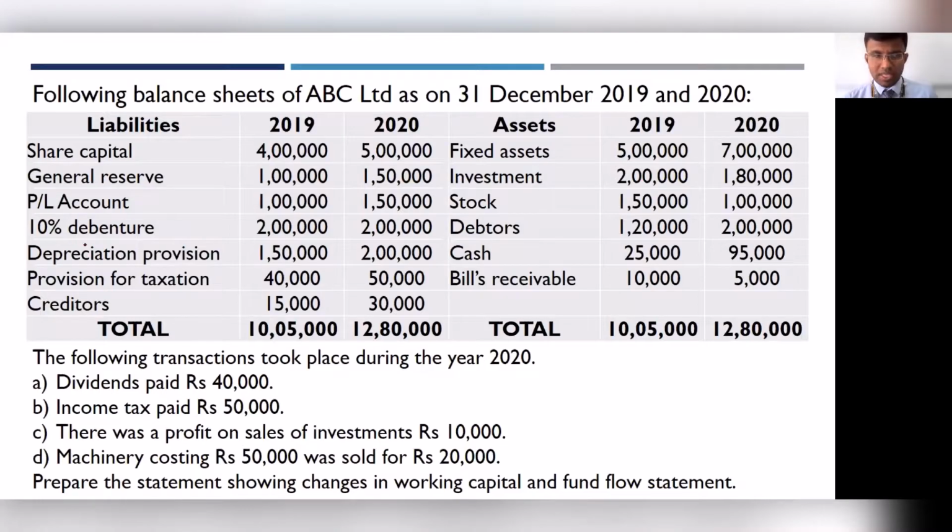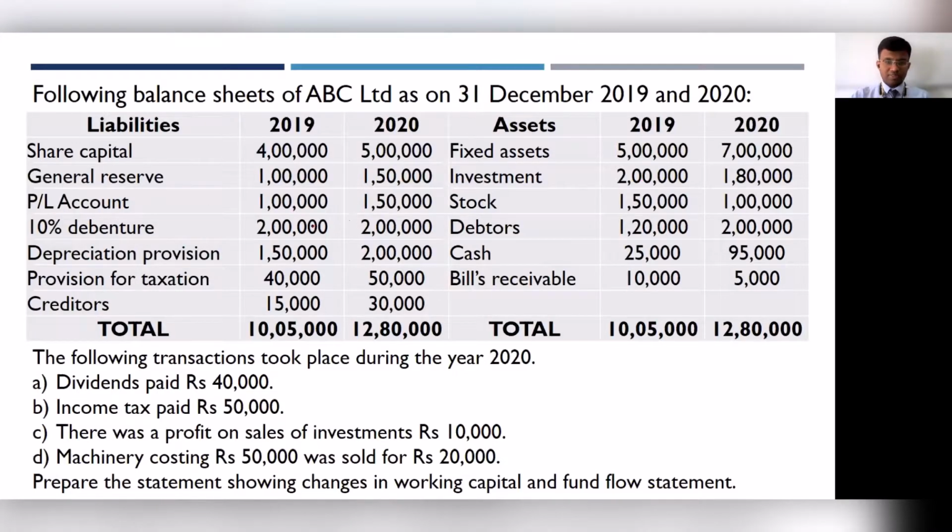Now let's look at the liabilities. Share capital, there's an increase. 4 lakh has become 5 lakh, which means you have issued share capital. Issue of share capital is actually a source. General reserve, notice general reserve, there's a change, and this change of 50,000 you will have to accommodate in your adjusted profit and loss account.